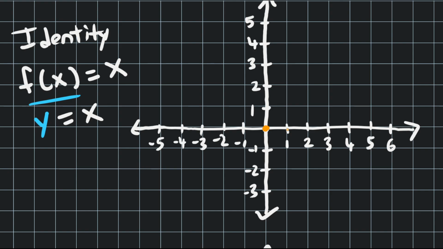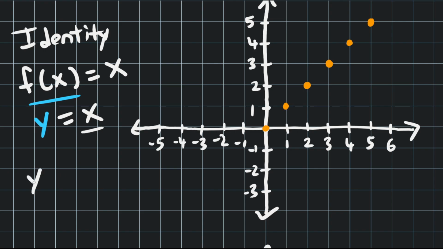At x equals 1, y will be 1. At x equals 2, y will be 2. At x equals 3, y will be 3. And it is actually a linear equation right here with no y-intercept.